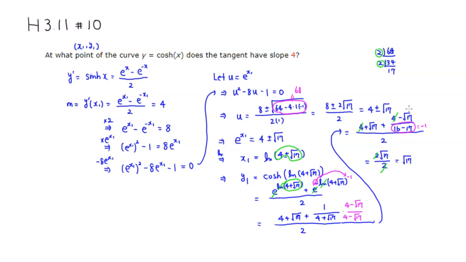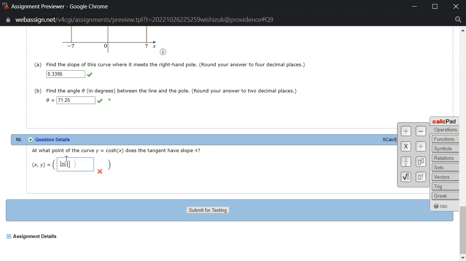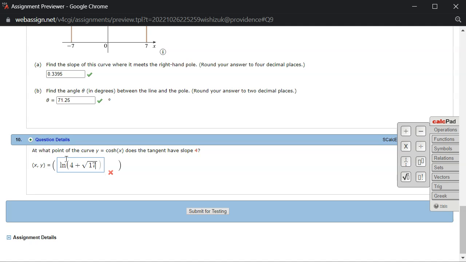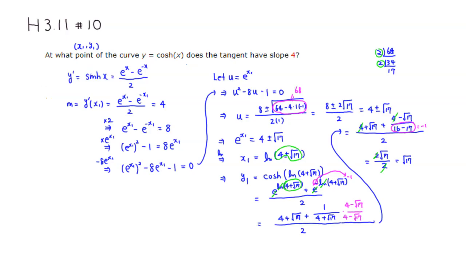Right, so let's type it in. The x coordinate is the natural log of 4 plus square root of 17, and the y coordinate is just the square root of 17. All right, let's check the answer. I came back and it looks like we got this one correctly. All right, that's it. I hope that this was clear.